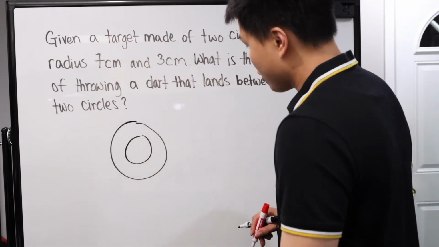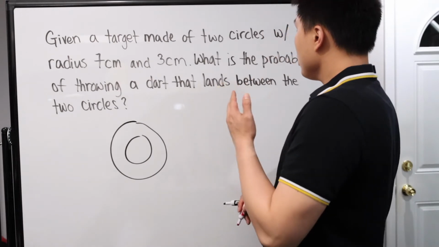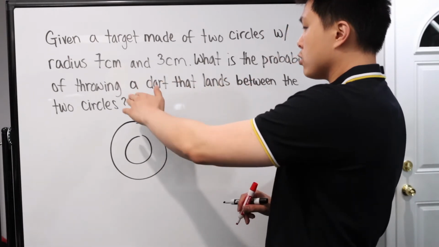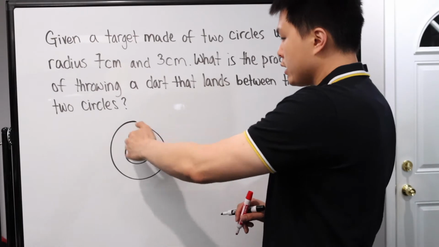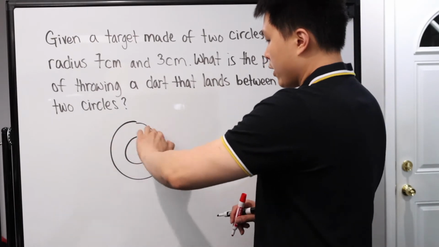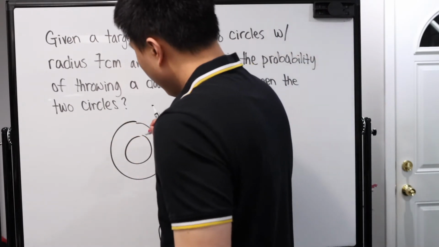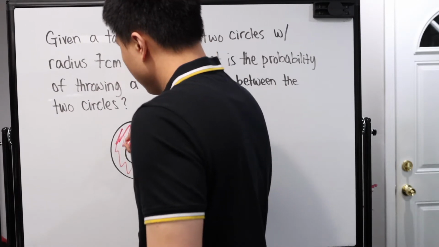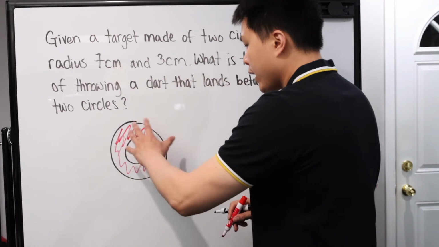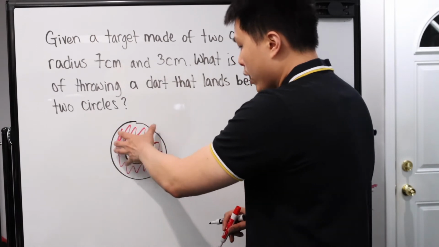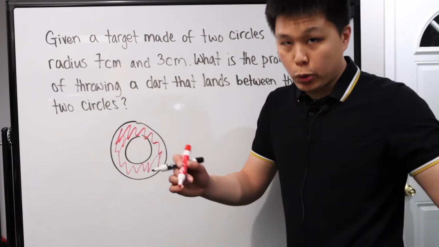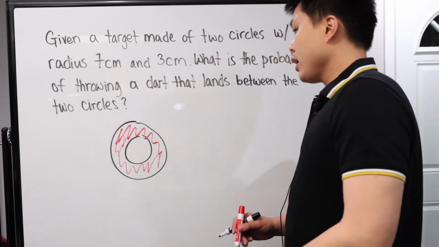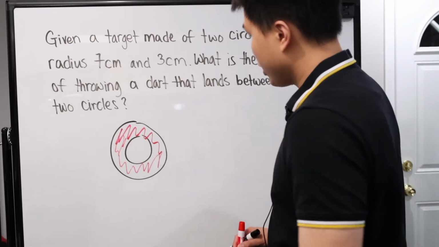A lovely donut, right? Now, what we want is the probability of the dart landing between the two circles. So we want this area between the two circles. Anything else doesn't matter, okay? So assuming that it's always going to hit somewhere on this target, but we want it just outside. We don't want it to hit the bullseye in any way, which is kind of an odd desire, but whatever, right?